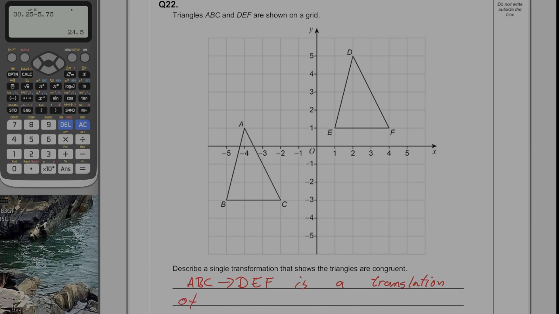Then if we pick a point, we'll pick this one. So we've got 2, 4, 6 across, 6 to the right, and 2, 4 up. So as a vector, that would be 6, 4.